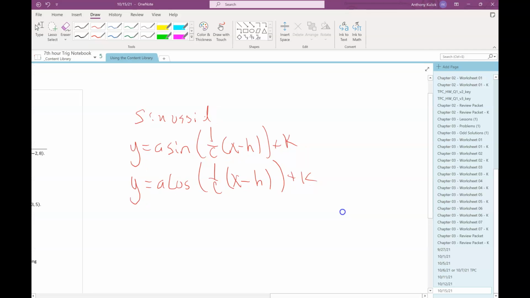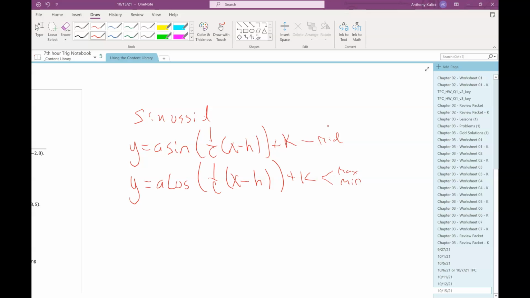So for cosine, what you want are maxes or mins, and for sine you want midpoints. So if I'm given a midpoint, I want to use sine. If I'm given a maximum or minimum, I want to use cosine. That's going to be the easiest way to kind of deal with that problem.